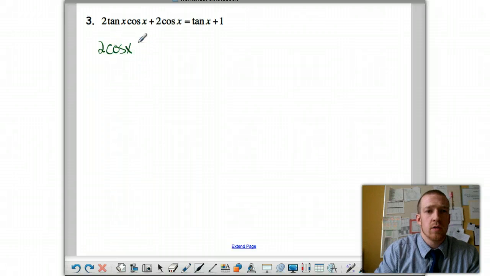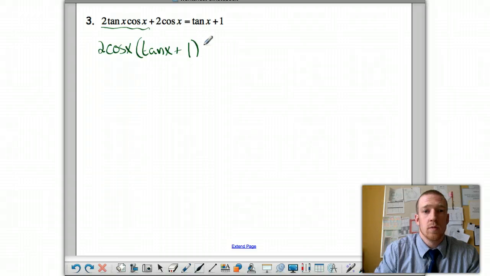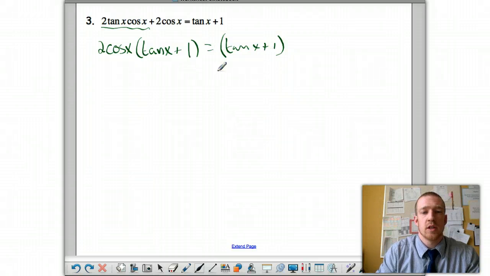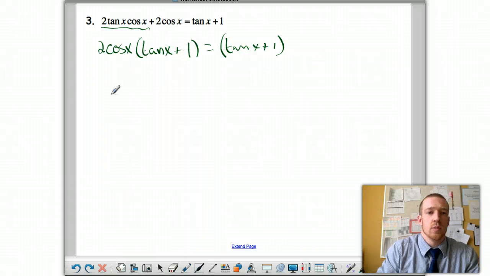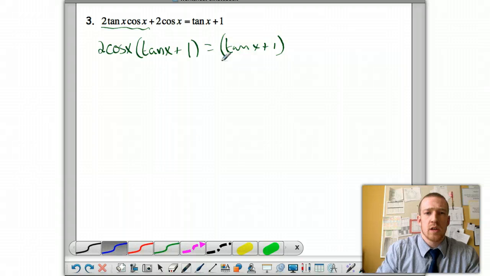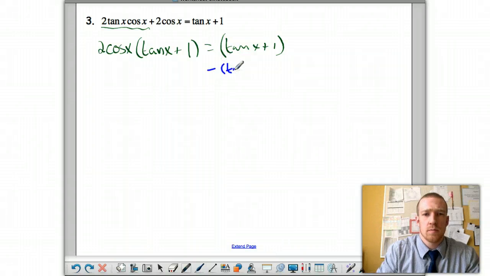When I factor that out, or undistribute it, it leaves me with a tangent x when I divide it out of this, and a plus 2 cosine x divided by 2 cosine x is 1, equals tangent x plus 1. Alright, now I'm not going to divide both sides by tangent x plus 1 because then I lose the roots or the solutions that I would get from this. So I'm going to just subtract this from both sides.